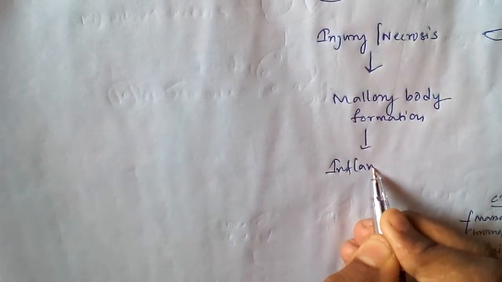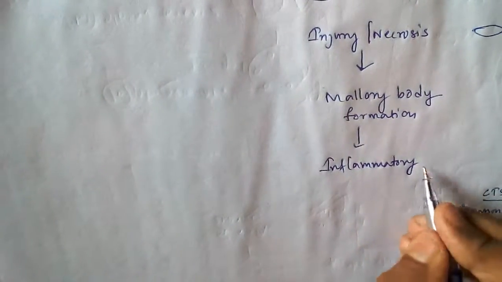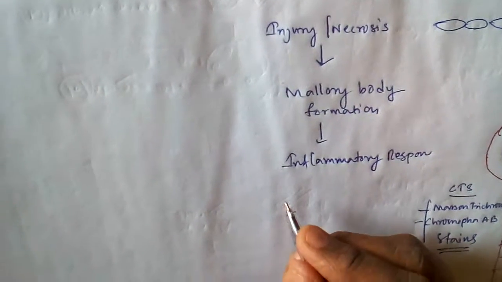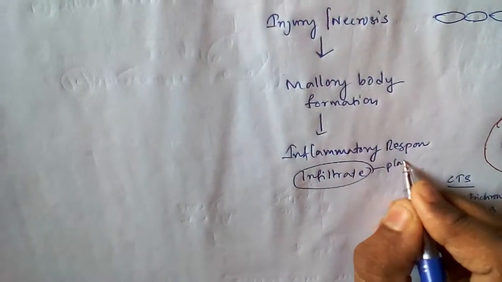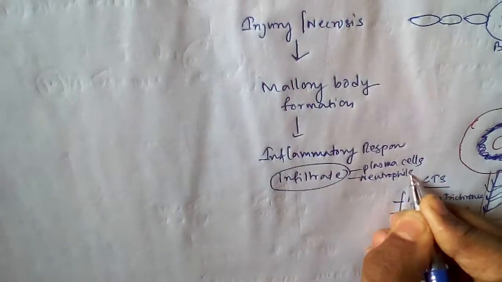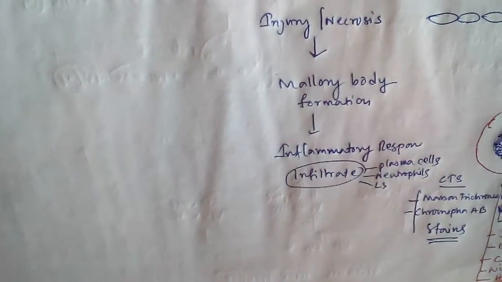Now next, there is an inflammatory response. As there is swelling, necrosis, Mallory body formation, all the mess going on there, it leads to an inflammatory infiltrate. Now all of us know what kind of infiltrates these are: neutrophils, plasma cells, then lymphocytes, all these cells which participate in our immunity. Then in a more extensive necrosis, it can lead to fibrosis, meaning it involves the entire lobule.